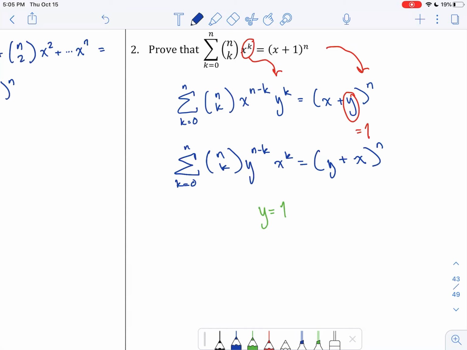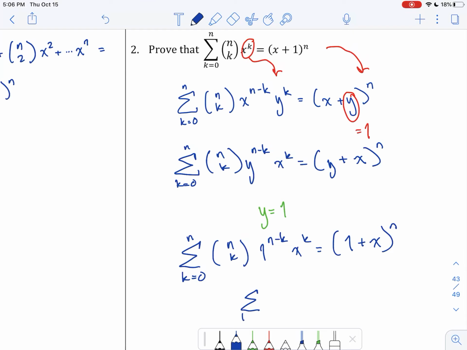As long as we do it to both sides, it's fine. So now we have the series of k equals 0 to n of n choose k, 1 to the n minus k, x to the k, is equal to 1 plus x to the n. Well, 1 to any power is 1, so we don't need to multiply by that. So we have the series from 0 to n of n choose k, x to the k, is equal to, and again, the commutative property, x plus 1 to the n.